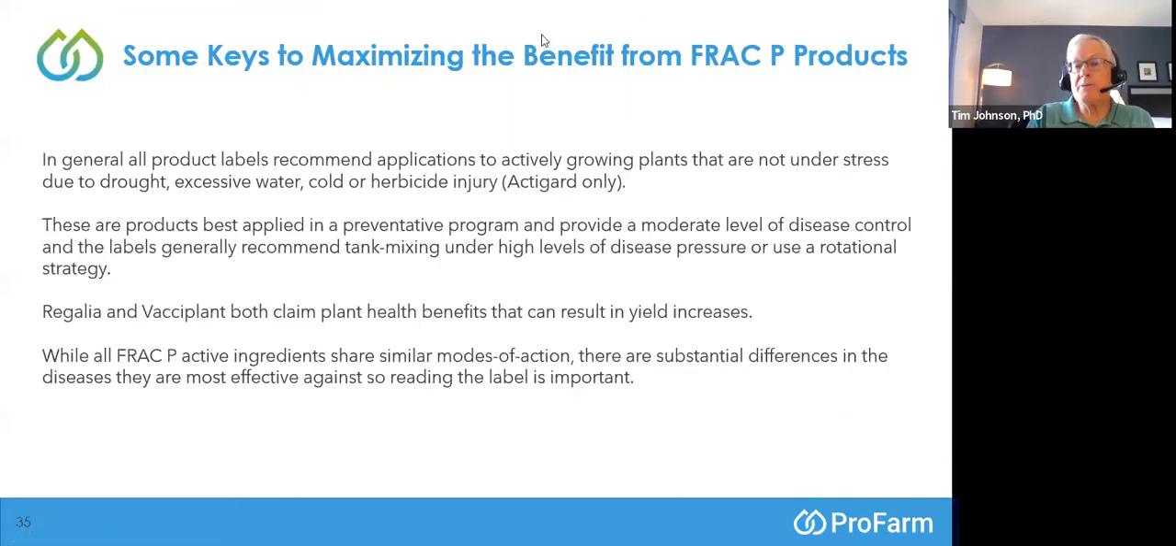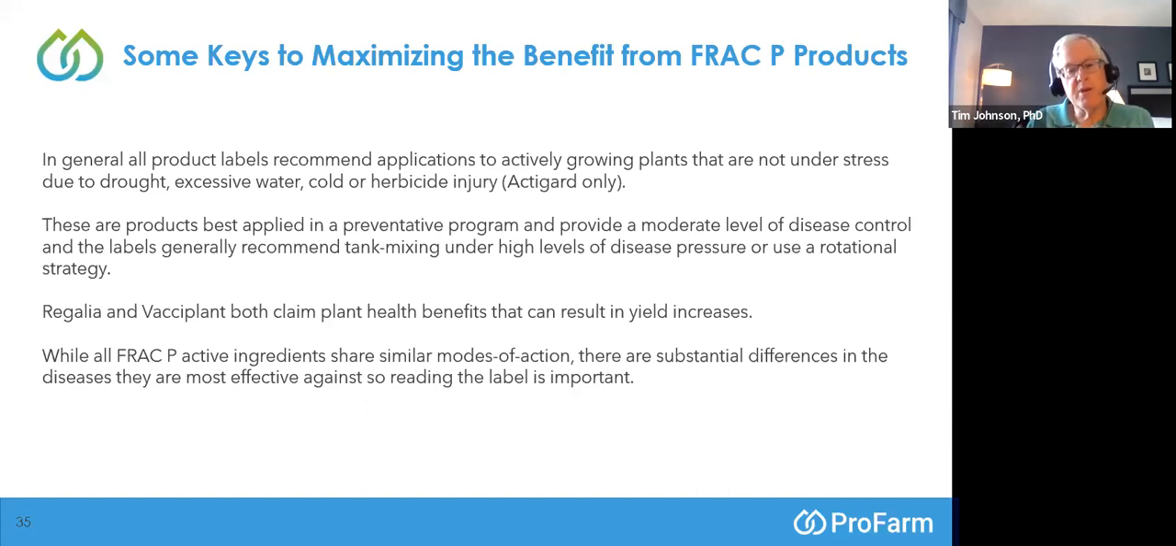So, some keys to maximizing the benefits from these products. It's important to note on the label, and I always stress reading the labels, which everybody pretty much has to anyway with all the automated labeling, in terms of making your recommendations. But these are interesting products.